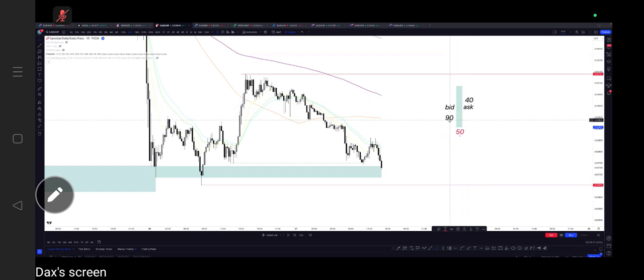So that means that the sellers are in control. We have more sellers on this candlestick. It is that simple, please. That means we have more sellers on this candlestick.